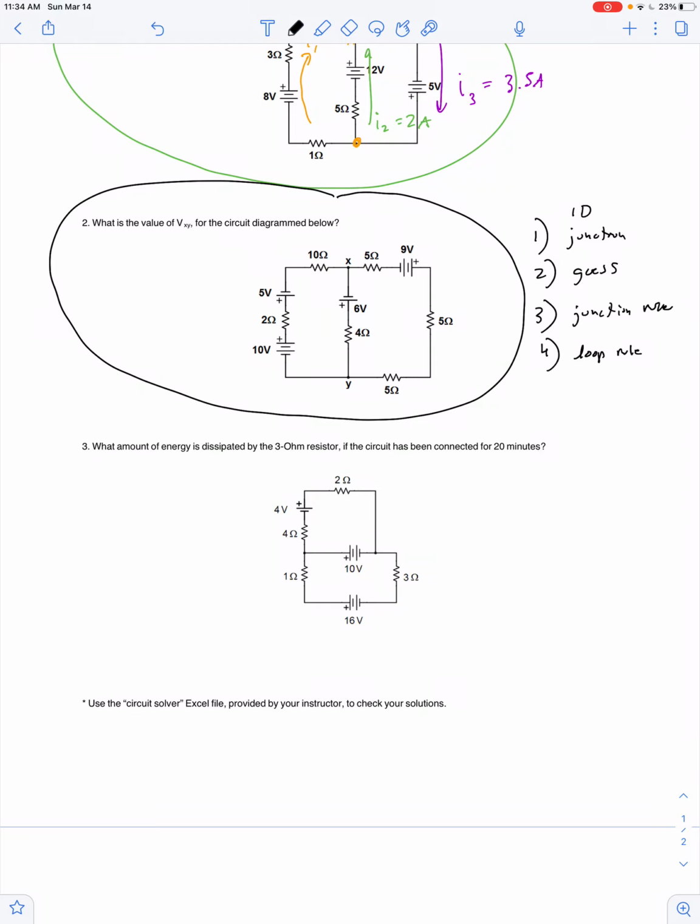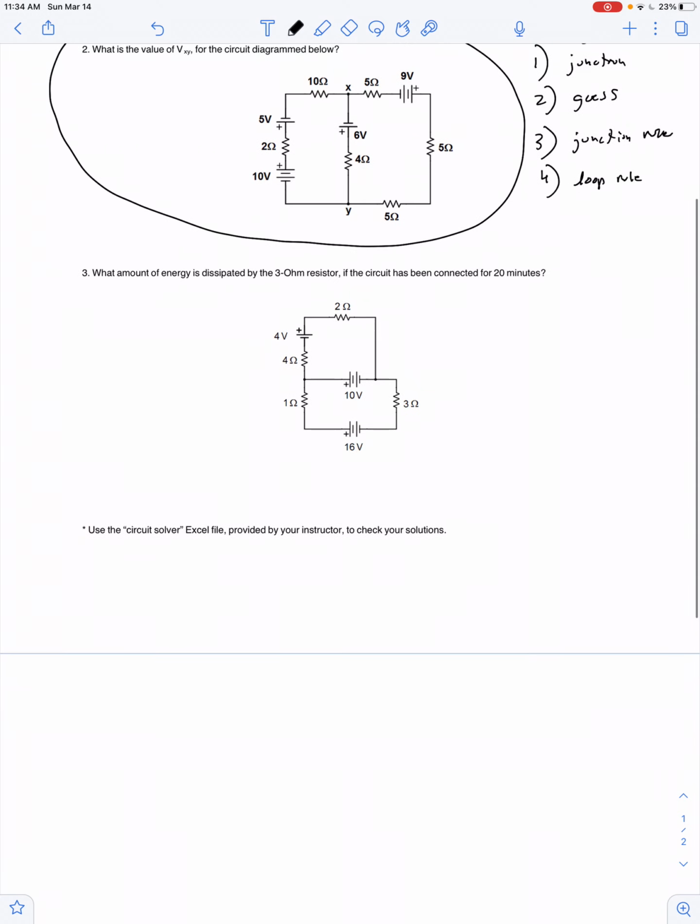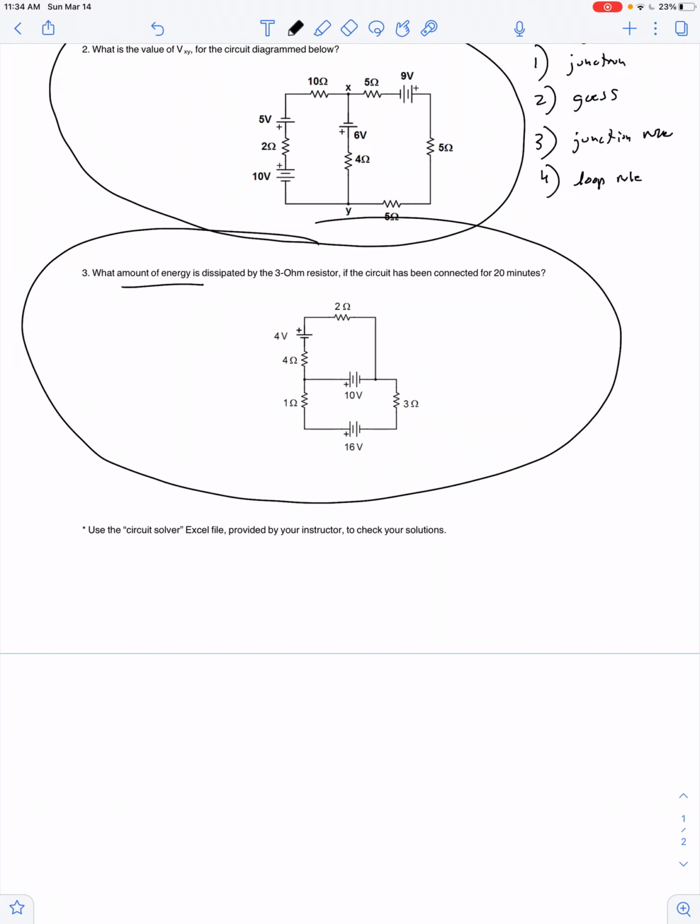Okay, we're going to do problem number 3 together in this video lesson. The question is, what amount of energy is dissipated by the 3-ohm resistor if the circuit's been connected for 20 minutes? Well, let's see. I know I could find power through the 3-ohm resistor by multiplying the current squared times its resistance, but what about energy? Well, power is also energy divided by time. So in other words, energy is equal to power times time. So the energy would be the current squared times the resistance times the time.